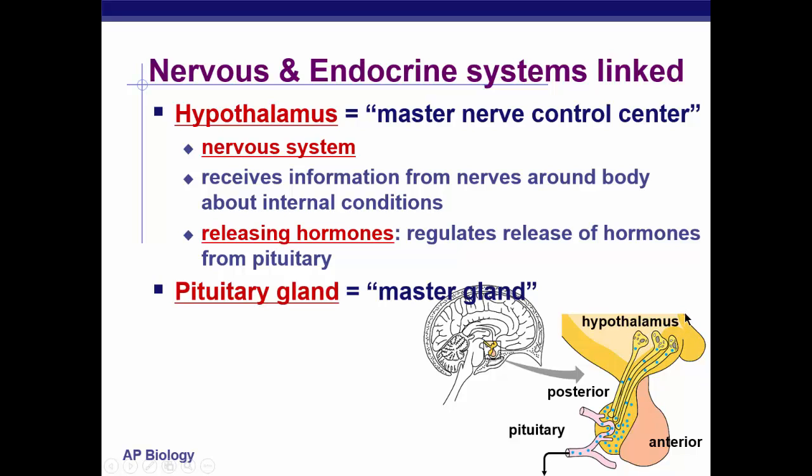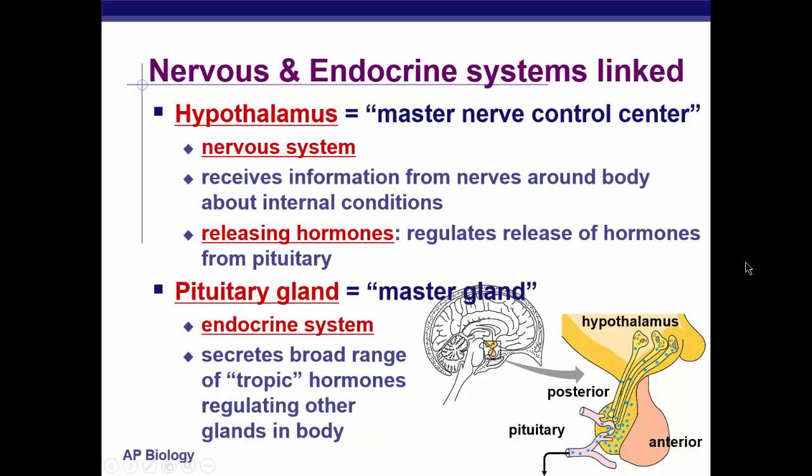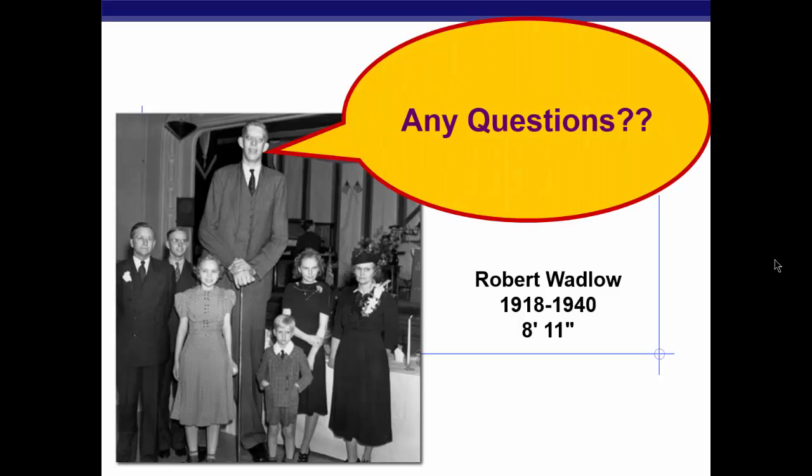The pituitary is your master gland, part of the endocrine system, which will then secrete a broad range of trophic hormones regulating other glands in the body, going to different glands, because the pituitary doesn't release every single hormone that you need. It will regulate all the other glands to secrete those other hormones. And that sums up that portion of it.